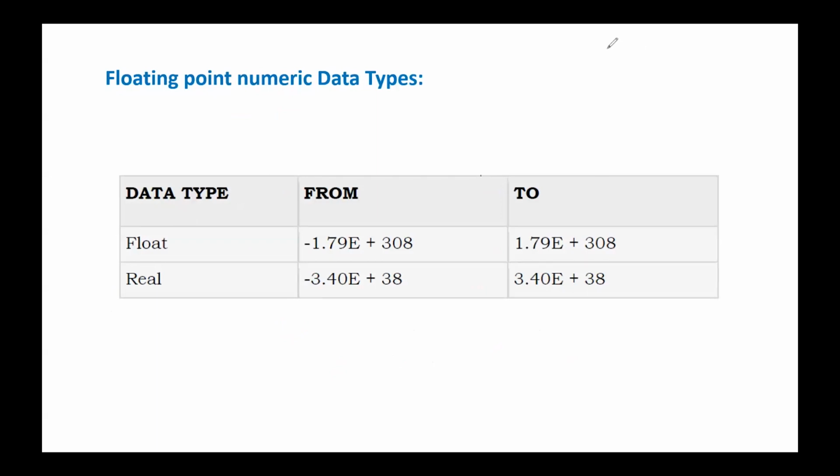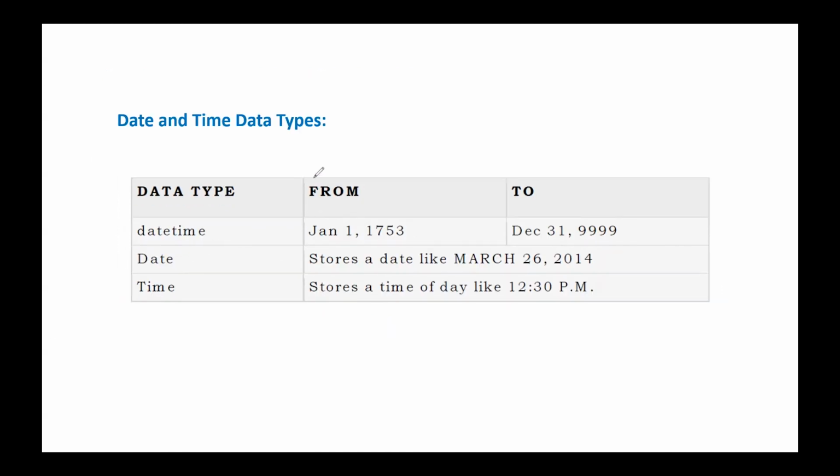Next comes the floating point numeric data type. As we know, floating point will have decimal numbers. When I say float, I can start from minus 1.79E+308 to positive 1.79E+308. When I talk about real numbers, I can start from minus 3.40E+38 to 3.40E+38. So it is a huge range we have. If you are using float or real numbers, then you can make use of this kind of data type.